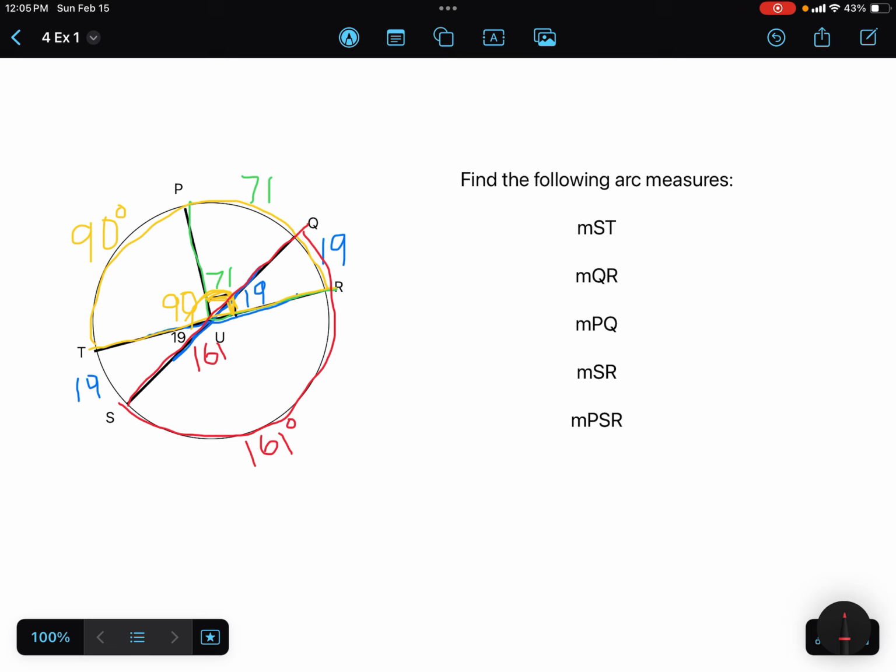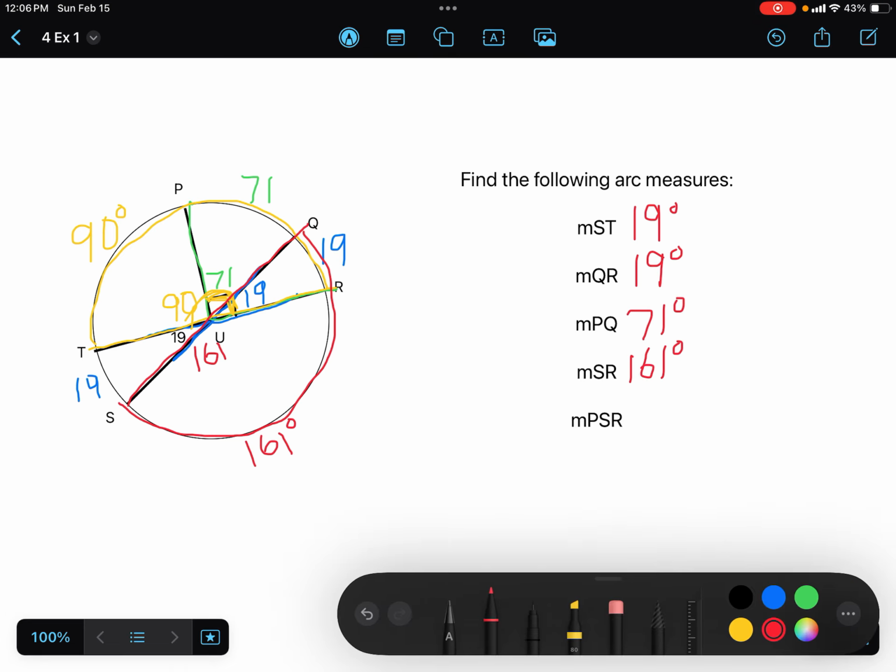So now we have the entire diagram labeled, and we can just answer these arc measure questions. So ST we see over here is 19 degrees. QR is also labeled 19 degrees. PQ is labeled 71 degrees, and SR is labeled 161 degrees. Now, the last one you see here is PSR.